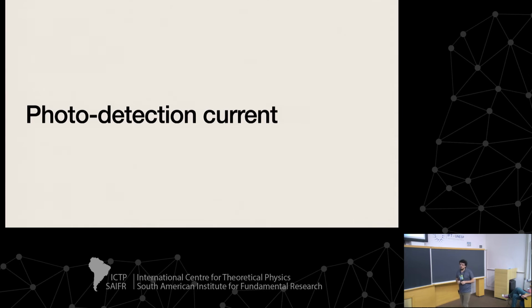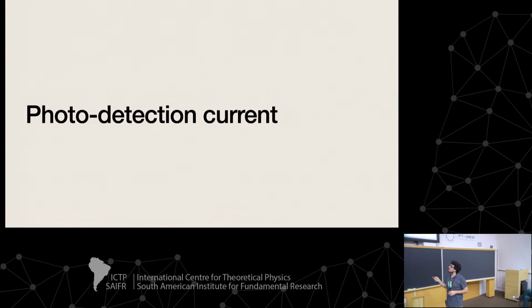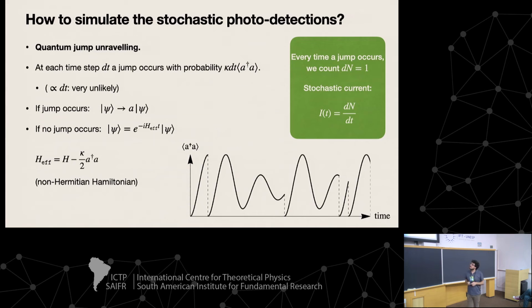OK, so now I want to imagine what happens to this model if we look at the current. So we go to the lab. This is all theoretical, of course. But we go to the lab and we measure the photons that are leaking out. We can actually simulate this using this quantum jump unraveling. It's a technique to stochastically simulate these quantum jumps in the system. The idea is fairly simple.